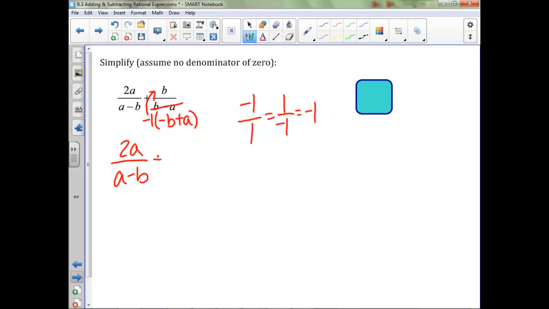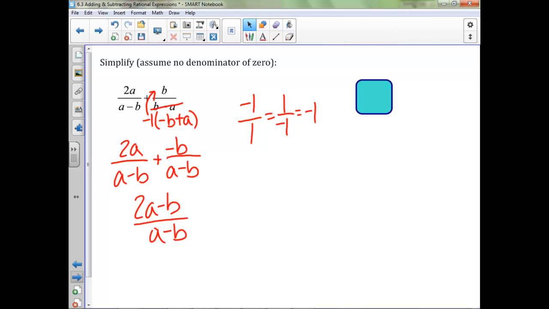So we can change this to plus a negative b over a minus b, which then simplifies to 2a minus b over a minus b. Notice those are not the same because the numerator has a 2, therefore we cannot simplify it anymore.